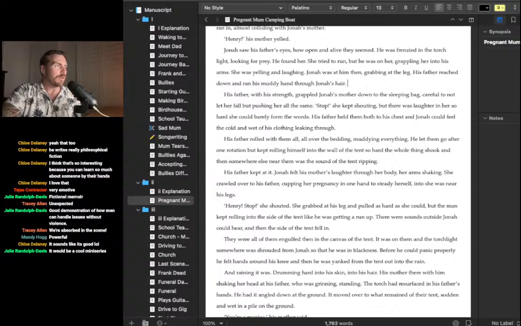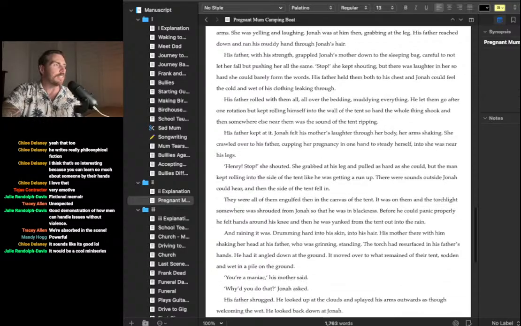He let them go after one rotation, but kept rolling himself into the wall of the tent so hard the whole thing shook, and then somewhere else near them was the sound of the tent ripping. His father kept at it.